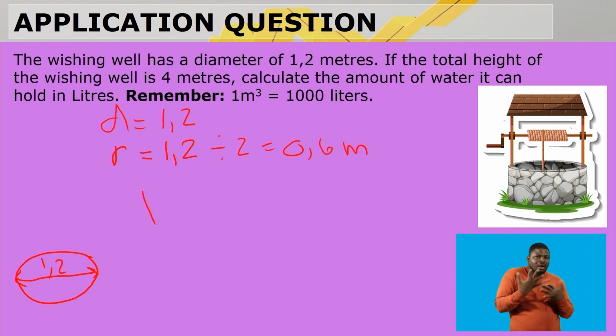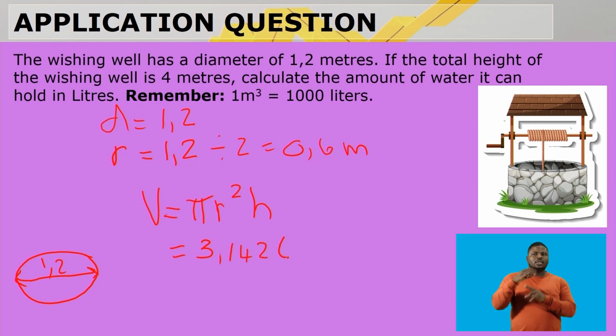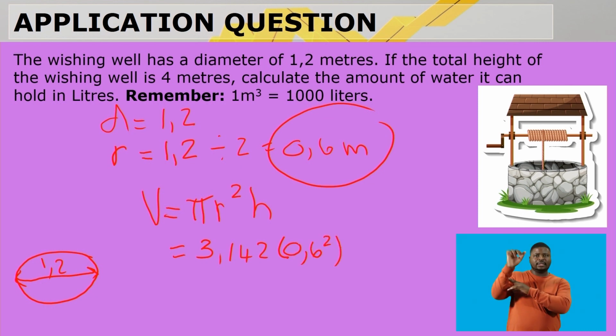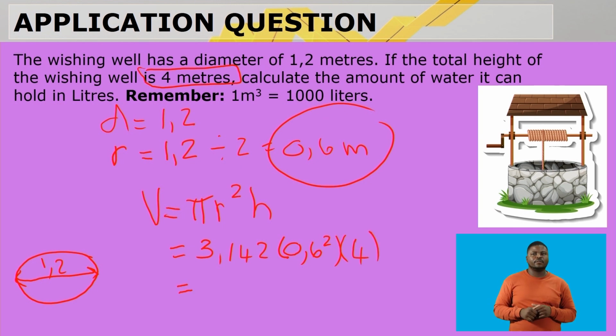Now we want to calculate the number of liters it can hold. So it's going to be the volume. And the volume is pi radius squared times the height. So it's going to be 3.142 times our radius, 0.6 squared, times the height that they gave us, and the height is 4 meters. So then we substitute the 4 as well, and then your answer is 4.52 meters cubed.